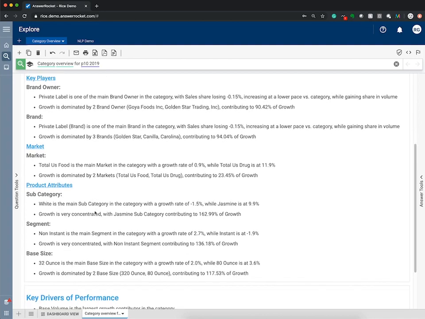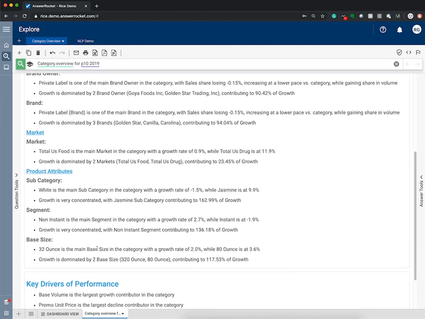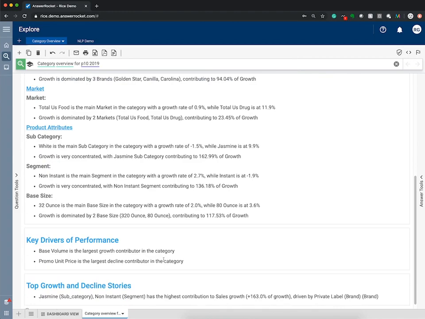Below that, we're also looking at different attributes, so looking at subcategories. White rice is the main subcategory. However, jasmine is responsible for most of the growth in the subcategories. Looking at different segments, I see that non-instant is the main segment, as well as different packaging sizes, right? Our customers dictate what actually goes into this analysis, so this is what we've chosen for our demo, and you can see that 32 ounce is the main packaging size. However, this large bulk size, 320 ounce, as well as 80 ounces, are contributing to most of the growth.